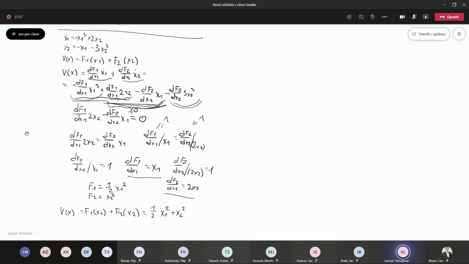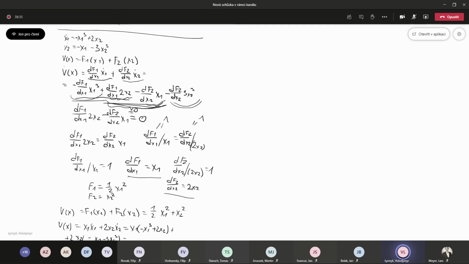Okay, and what's now? Now we need to calculate the derivative of V dot x equal to x1 dot plus 2x2 dot, which is equal to x1 times (minus x1 cubed plus 2x2) plus 2x2 times (minus x1 minus 3x2 cubed).